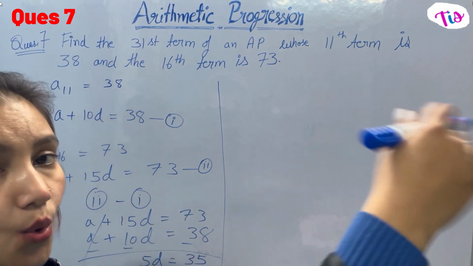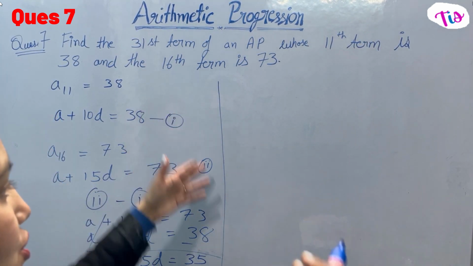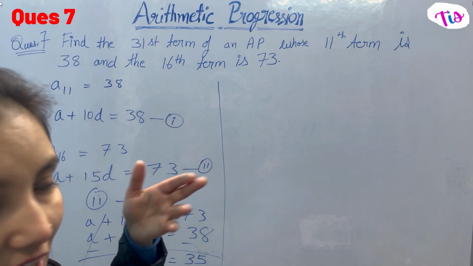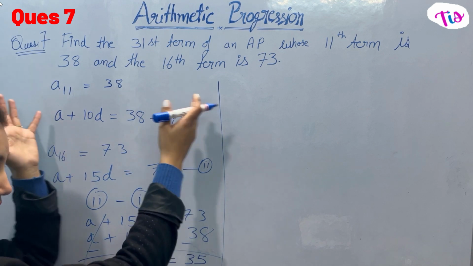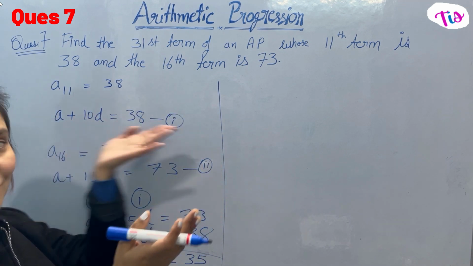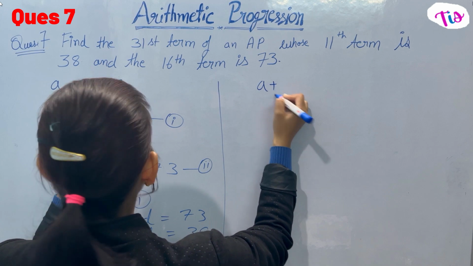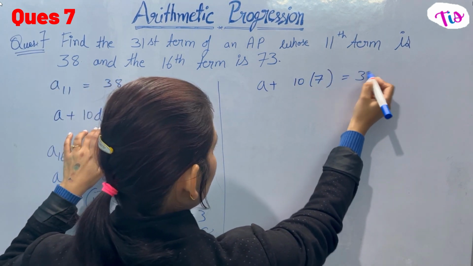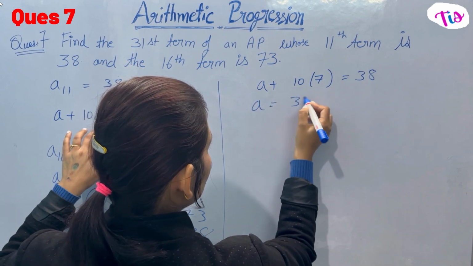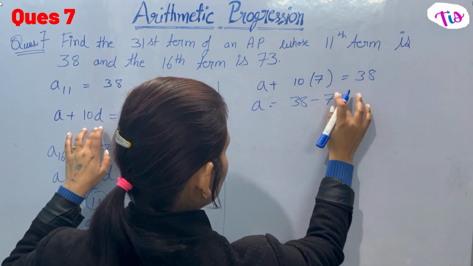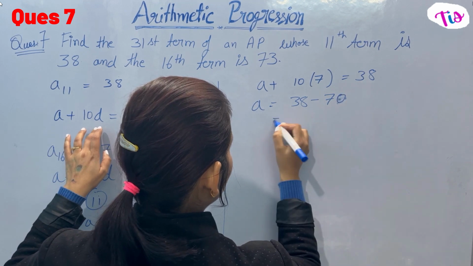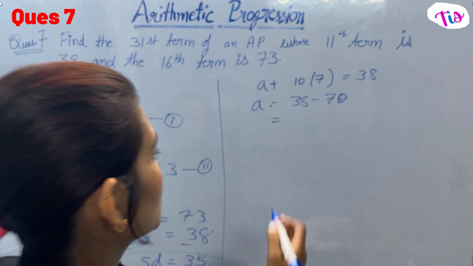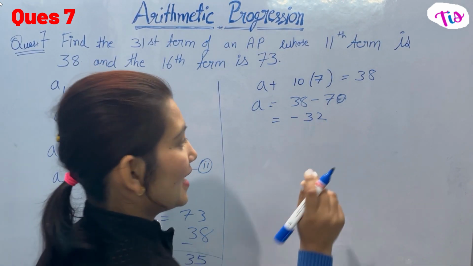Now we'll put the value of d in any of these equations. Whichever equation you like, you can put the value in it. I'll prefer equation 1, because it is much simpler to solve. So a plus 10d, and d is 7, so a plus 10 times 7 is equal to 38. Now a is equal to 38 minus 70, which is minus 32. So a is minus 32.